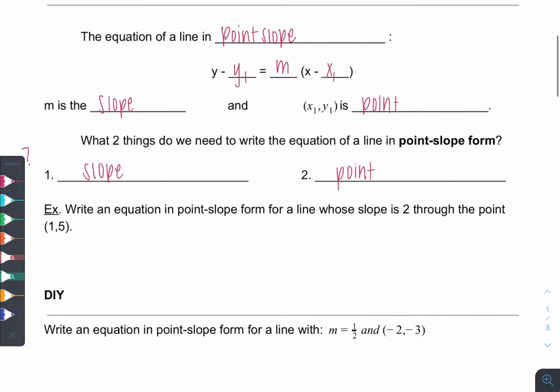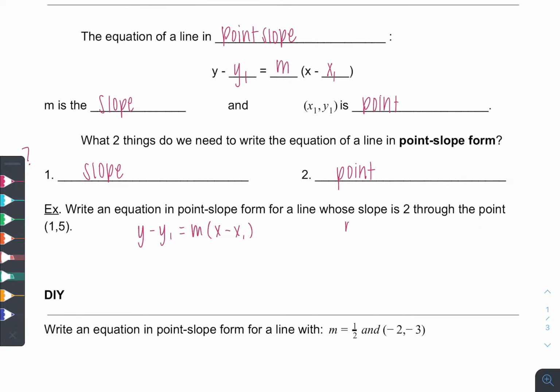Okay, so here I'm going to write an equation in point slope form for a line whose slope is 2 through the point 1, 5. So I have this equation, y minus y1 equals m times x minus x1. A lot of students want to replace their y and their x with their point, but that is not the point. Our y and our x are going to stay, and only our x1, y1 are going to change.